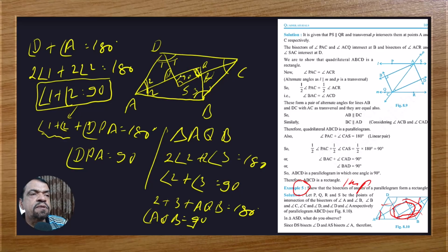These four angles are 90 degrees. It means this is a rectangle. It is a sufficient property to prove it a rectangle.